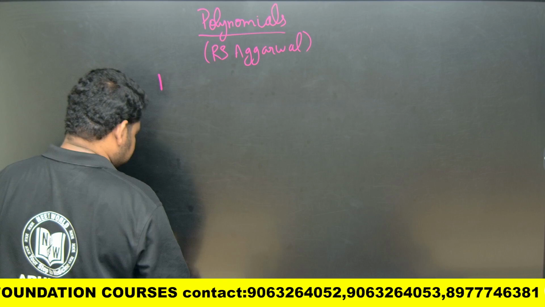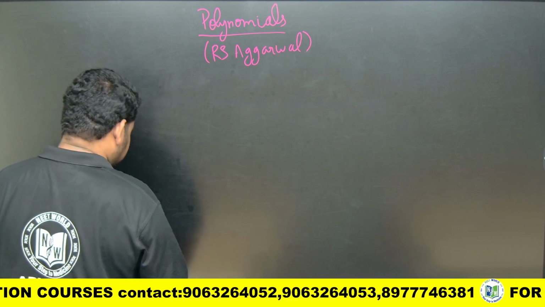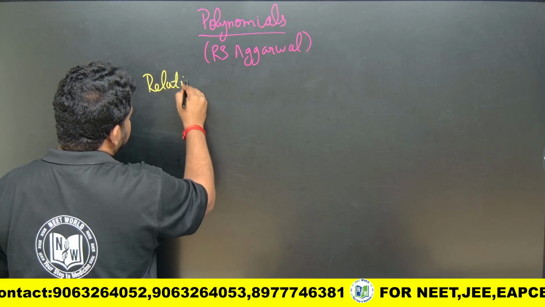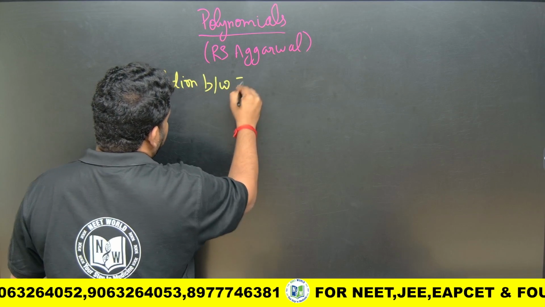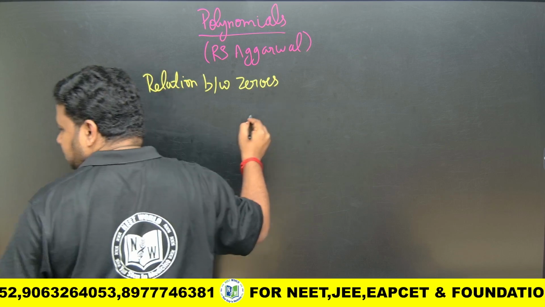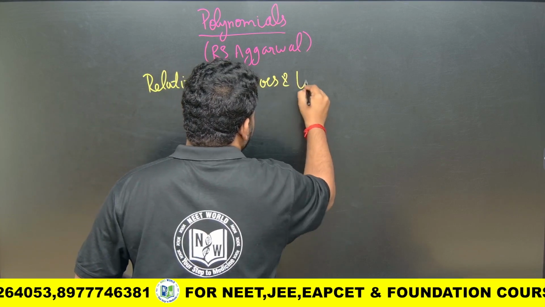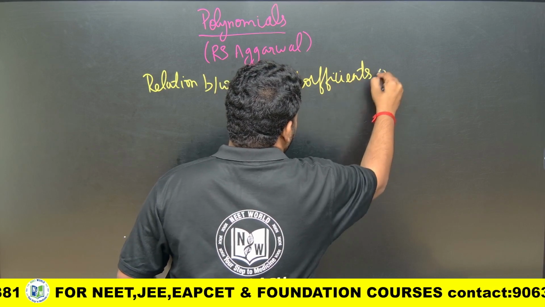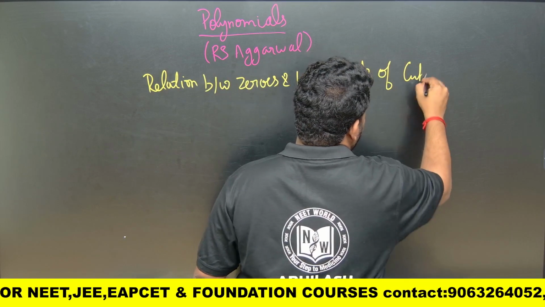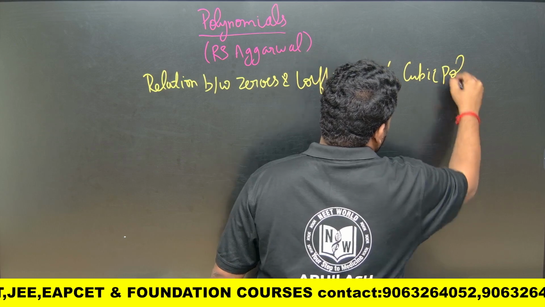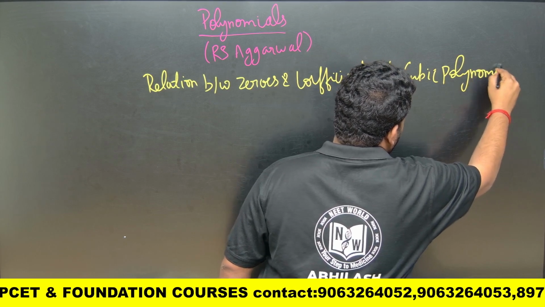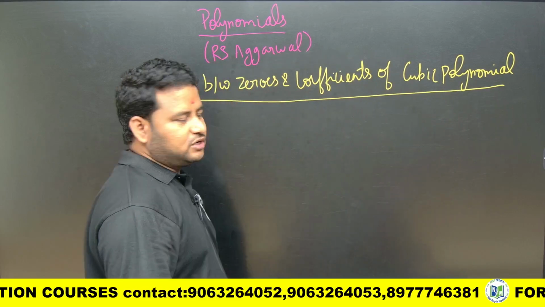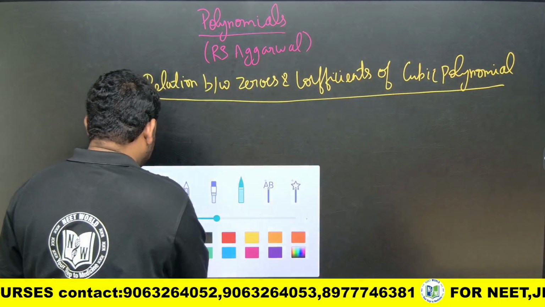So, what is it that we have to learn? Here we have to learn the relation between zeros and coefficients of a cubic polynomial. Actually, there is a proof of how to get this, but the proof is not required for you. So, what is a cubic polynomial?